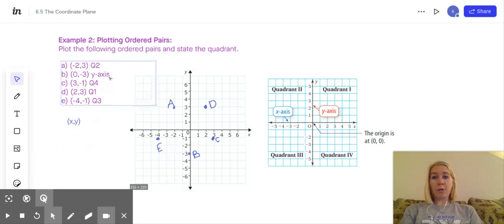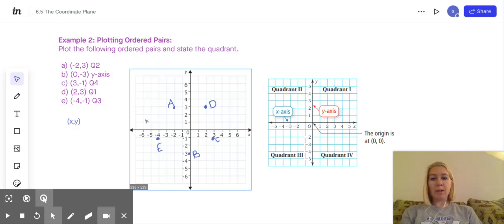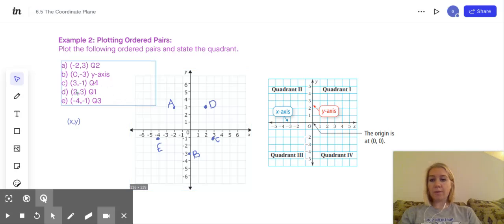So again, when we are plotting ordered pairs, we plot horizontal first across on our number line, always starting at 0, 0, looking at that first number. And then for our second number, that's our y-axis. So then we need to go up and down. And that's it.